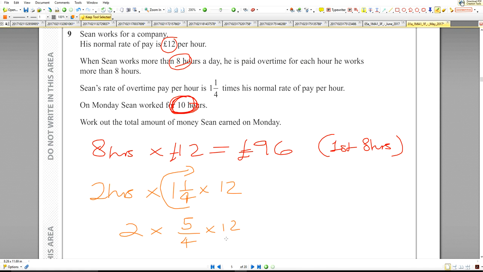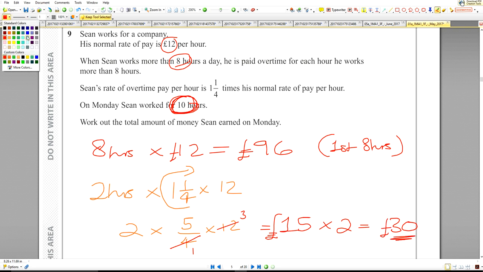Now we can cancel. So we divide this by 4, and we divide this by 4. That'll give us 2 times 5 is 10, times 3, that'll give us an answer of 15. Okay, £15. So 2 times 5 is 10, 10 times 3. So you've got 15, then you've also got times it by the 2 as well. So let's put that back in. So the final answer is £30.